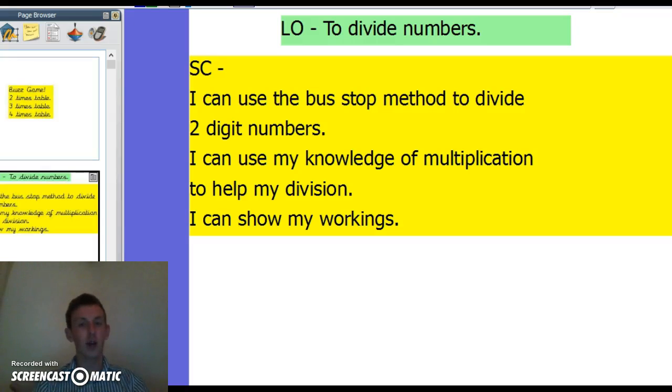Hello, and in this video we're going to be looking at how to divide numbers, and we'll also look very briefly at how to find remainders of numbers when we're dividing. So our lesson objective is to divide numbers, and our success criteria are: I can use the bus stop method to divide 2-digit numbers, although later on in the week we did divide larger numbers, maybe 3 or 4-digit numbers, but for now we'll stick to 2 digits. I can use my knowledge of multiplication to help my division, and very importantly, I can show my workings.